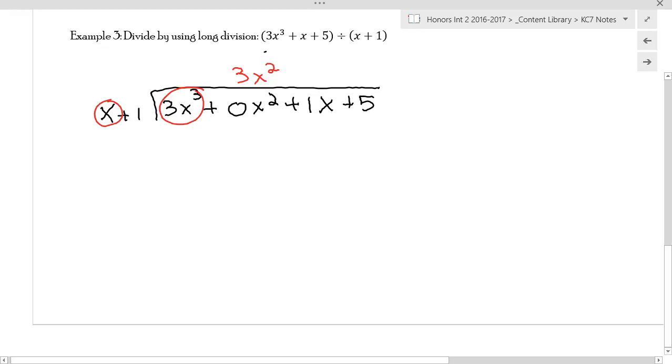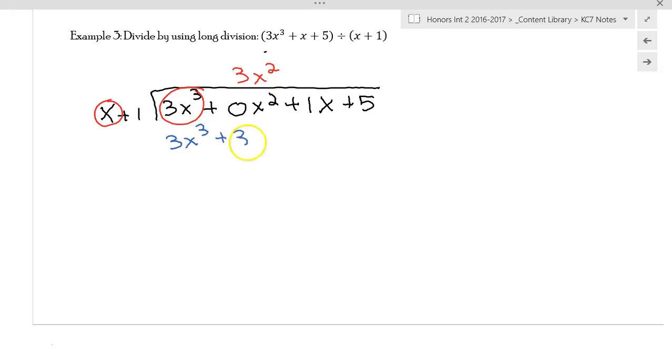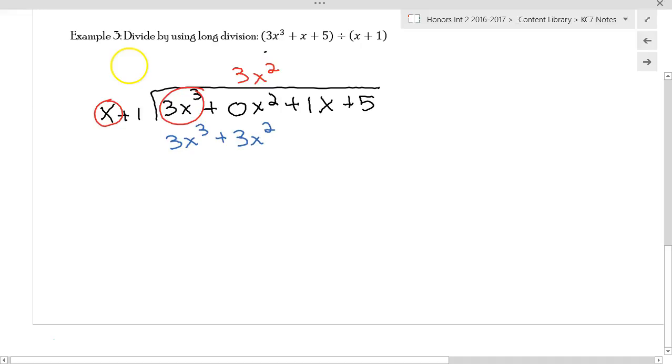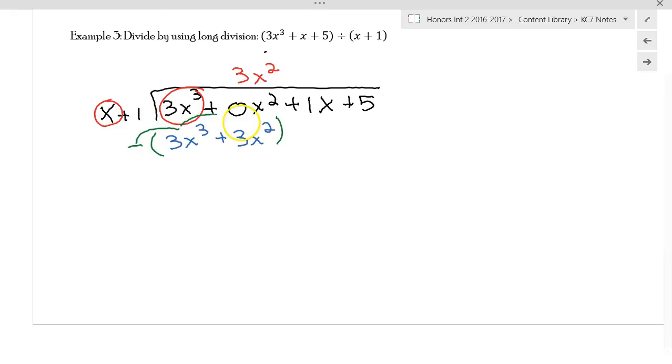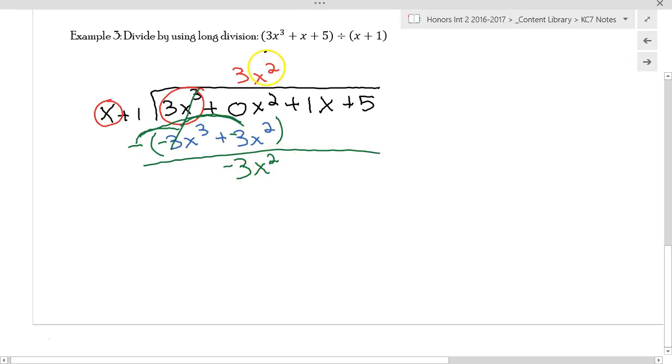Then I multiply and I have to distribute. So 3x cubed plus 3x squared. Right. Then I'm subtracting this. So I'm going to distribute that negative. So it's negative 3x cubed and negative 3x squared. Cancels out. 0 minus 3x squared is negative 3x squared. And then I have to bring down the 1x and the 5. So plus x plus 5.